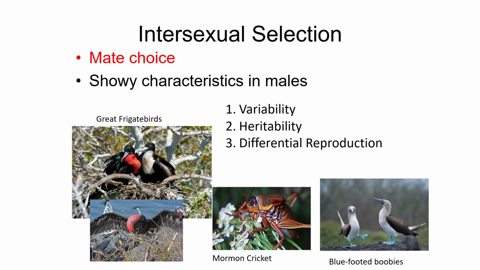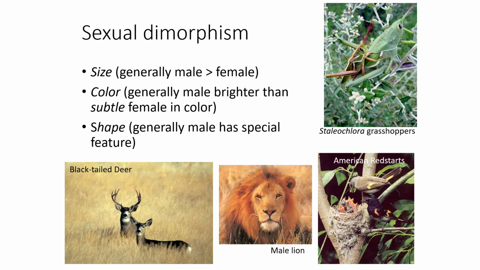be the most attractive. Mormon crickets, in which the biggest females are going to be the ones that mate the most. And blue-footed boobies, where they have to dance and show off their nice blue feet. And that's going to attract mates. Again, this can lead to sexual dimorphism, where there's either size differences, if the male becomes bigger or significantly smaller than the female, color, where the male can be generally brighter, or shape, where the male might have a special feature. And these are the features that are under sexual selection.